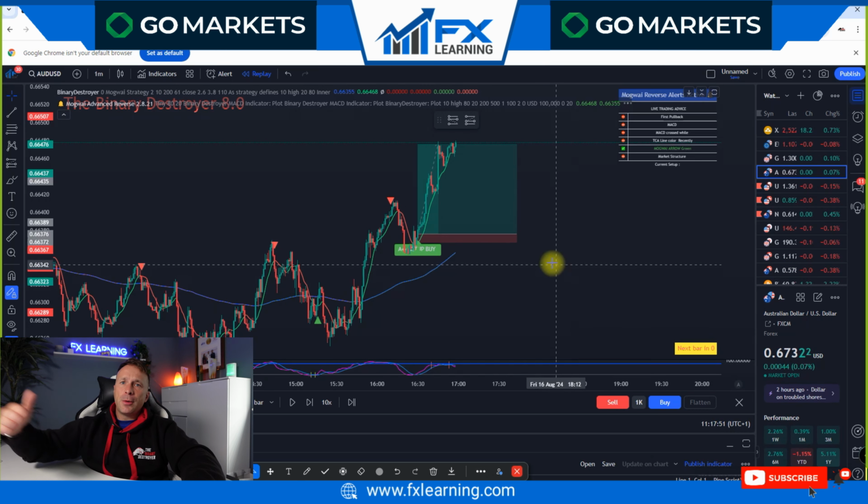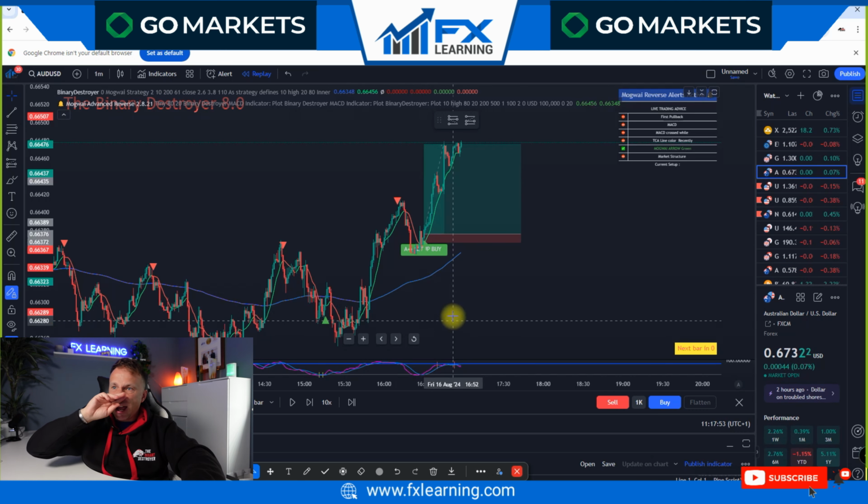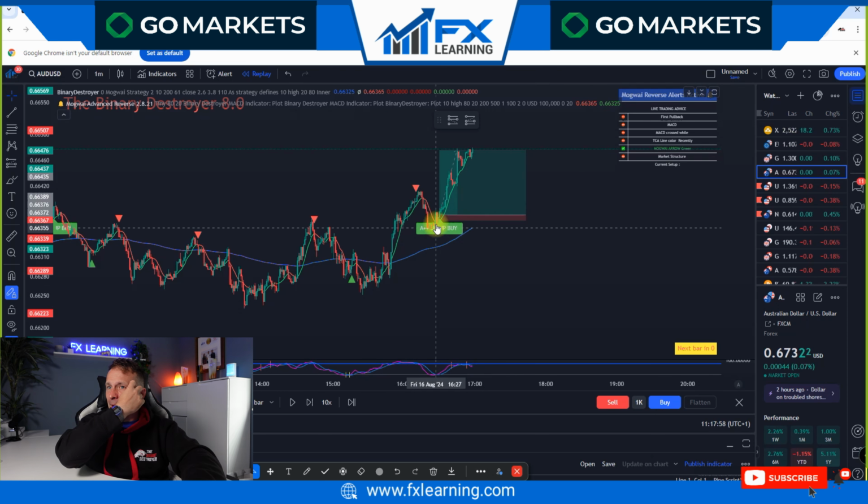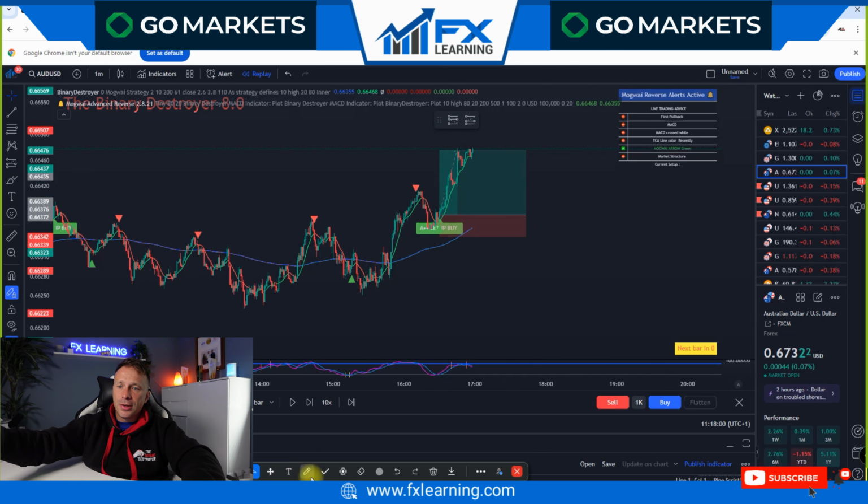I'm trying to find, okay, there we go there. Aussie US dollar. So there's a very good example of a live trade here. And you can see how it's created that higher high, higher low. See that? Beautiful, right? And then you've got that break and retouch just there.